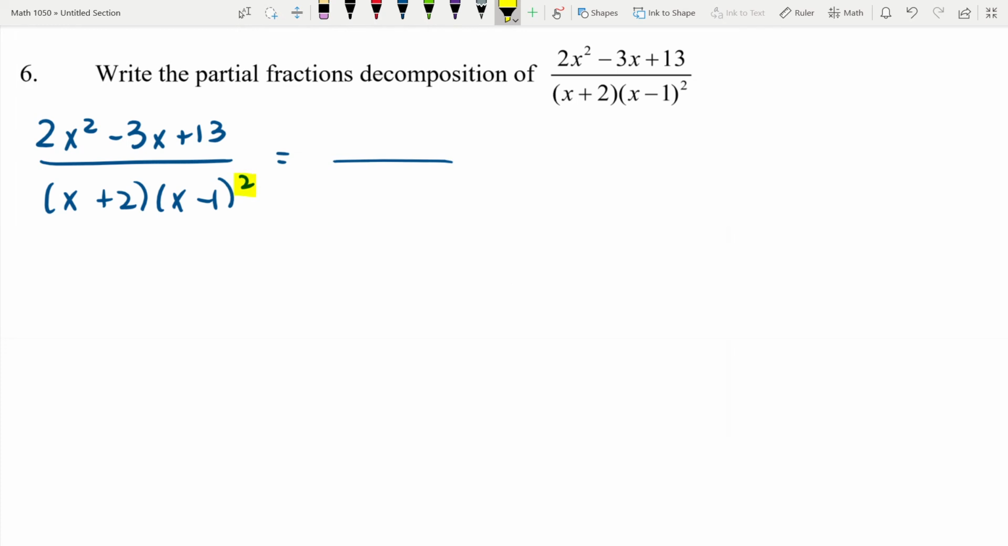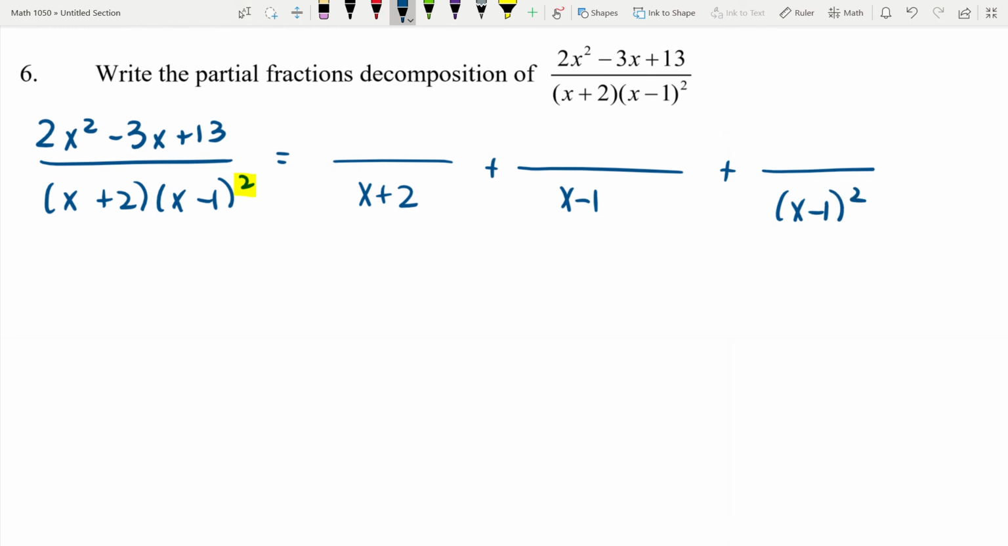Look, if that's squared, then I have to write one fraction that has just one of them, and one fraction that has two of them. If that was cubed, I'd have to have an x minus 1 to the first, an x minus 1 to the second, and an x minus 1 to the third. Start with the 1, I have to go all the way up to my number. Okay, so I have an x plus 2 on the bottom. He's just to the first, so that's all I need. The x minus 1 is squared, so I need one fraction that has an x minus 1 to the first, and a second fraction that has x minus 1 to the second.